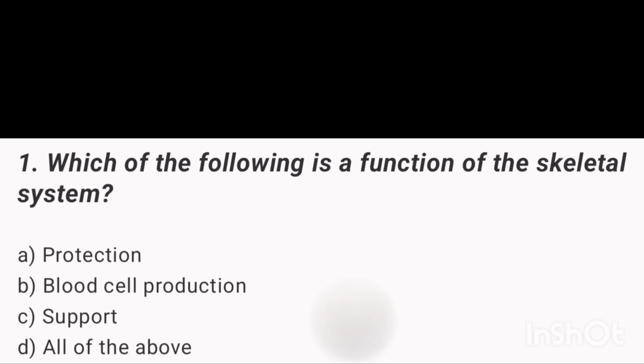The options given are protection, blood cell production, support, or all of the above. So what is the function of the skeletal system? It will protect the internal organs by coverage with the bones, okay, protection. Blood cell production means the bones contain hemopoiesis, the production of the blood cells in the red bone marrow. That is also a function of the skeletal system.